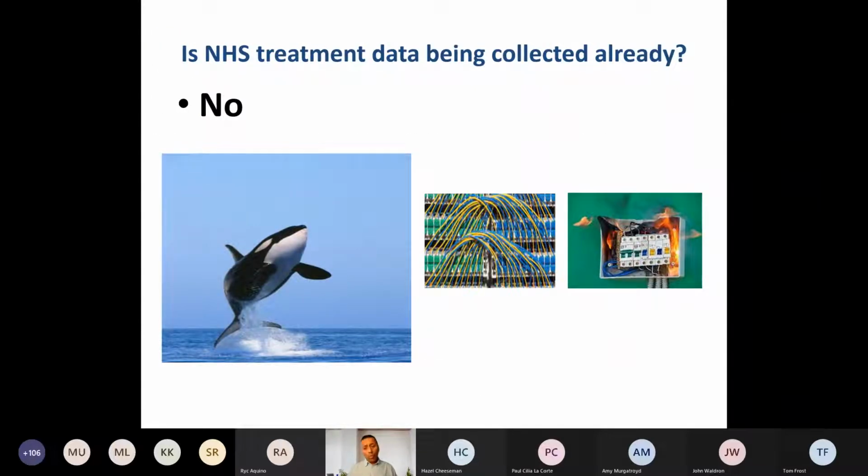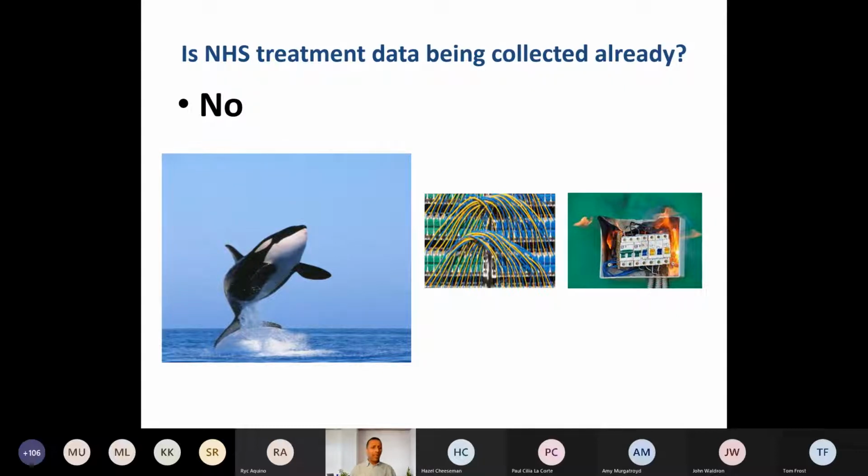So one of the questions that you might ask is, well, we're being asked to collect this data, isn't it already being collected? And the answer is a resounding no. It is not currently being collected. None of this data, on the biggest single cause of morbidity and mortality in the NHS, we don't collect any data on it routinely up until now. So this is a massive boon for us, that for the first time we're going to collect patient level data.